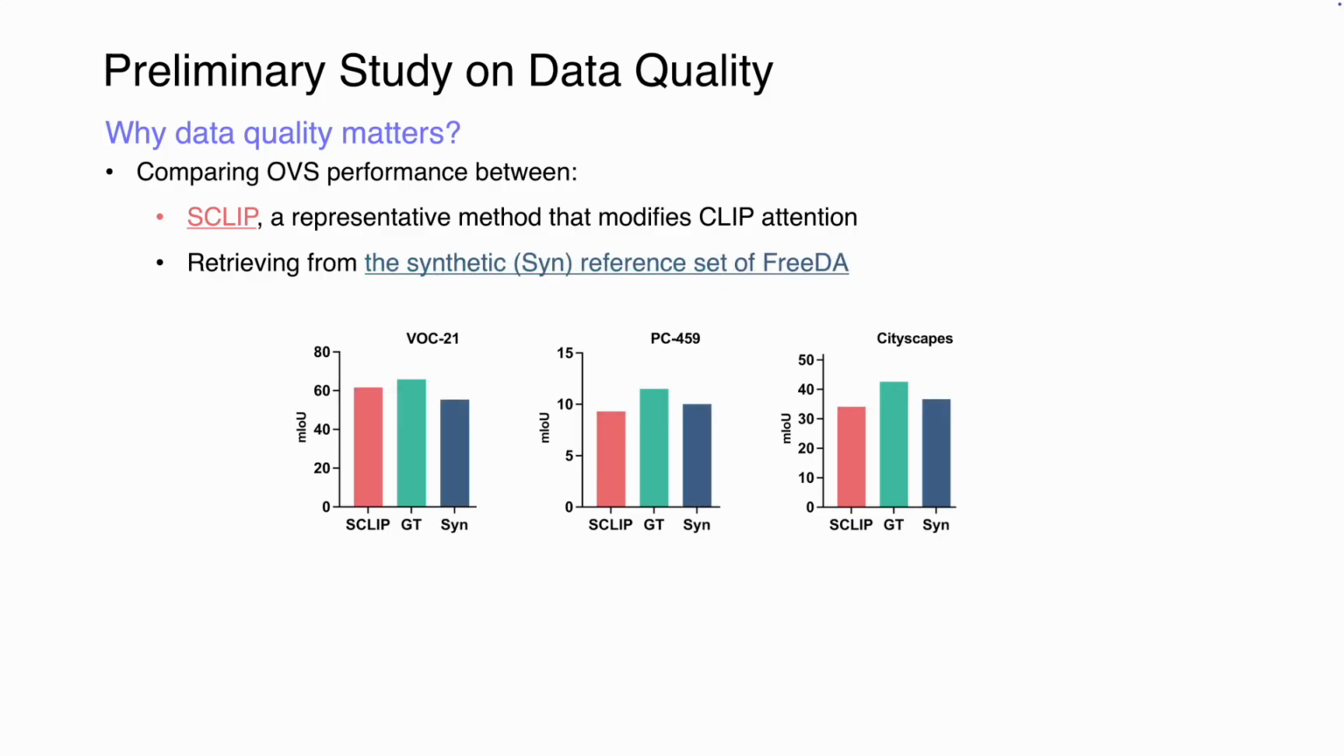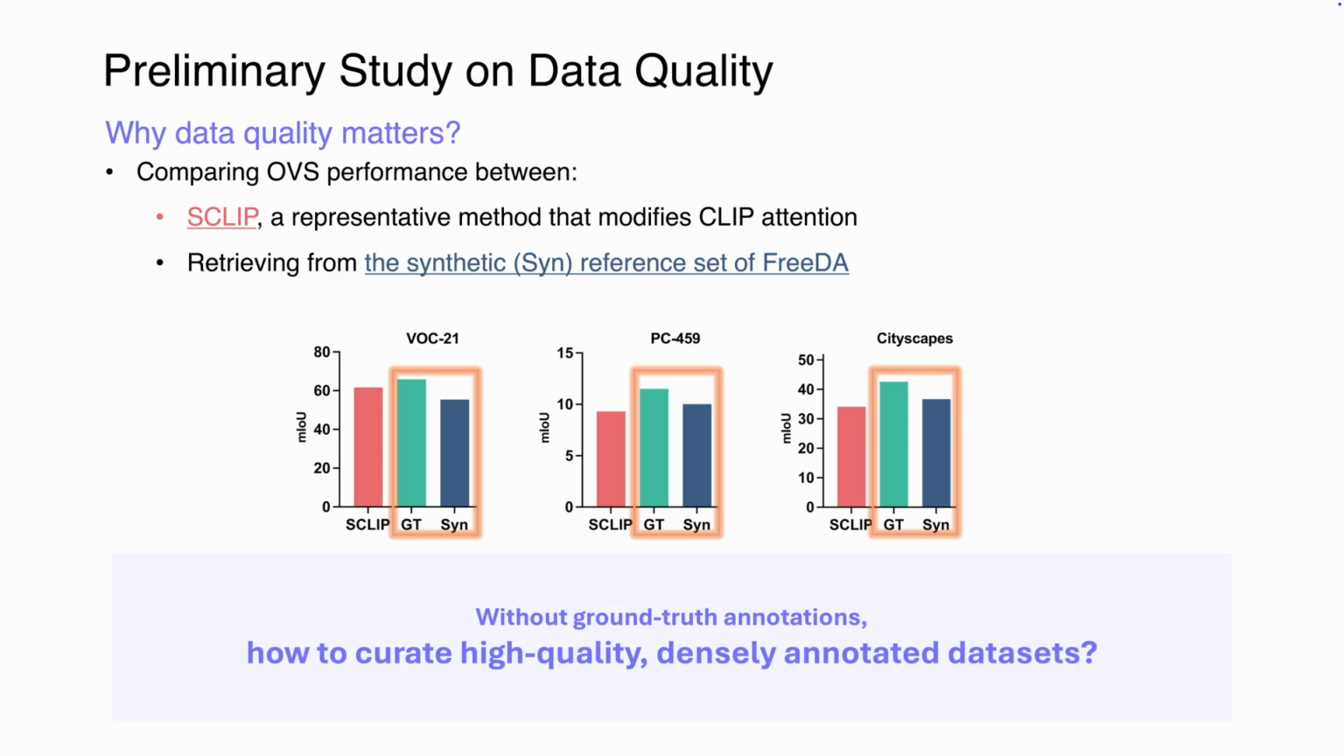However, when we compare SCLIP with FreeDA, a well-performing retrieval-based method using synthetic images to produce a reference set, their performance remains comparable. The potential of data for retrieval-based OVS remains locked. Retrieval from ground truth annotations significantly outperforms the synthetic reference set, confirming that data quality is crucial. The challenge is, without relying on manual ground truth annotations, how to curate such a high-quality, densely annotated dataset.